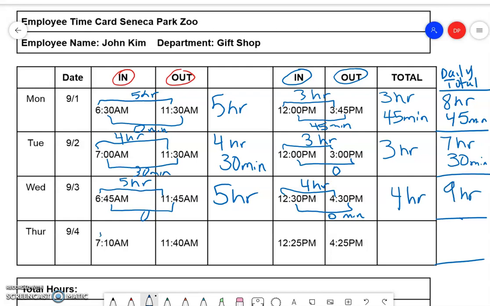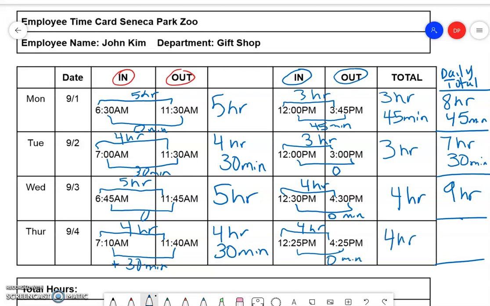And we are at 4 hours in the afternoon to make for a 9-hour day. Last one for this time card, 7 to 11 is 4 hours. 10 to 40 is going to be 30 minutes. That's plus 30 minutes. So in the morning we worked 4 hours and 30 minutes. In the afternoon, 12 to 4, 4 hours, and minutes match up, so that's 0 minutes. So it's a 4-hour shift here to bring our grand total for the day to 8 hours and 30 minutes.